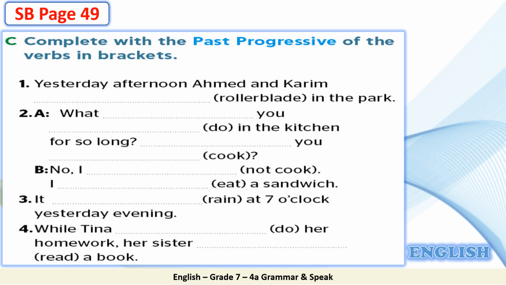Now move to task C. Read the given instructions. C. Complete with the past progressive of the verbs in brackets. Kindly pause the video and try to work it out. Let's check your answers now. Yesterday afternoon, Ahmed and Kareem rollerbladed in the park. Note that you have a plural subject here, Ahmed and Kareem. So the correct answer is: Ahmed and Kareem were rollerblading in the park.